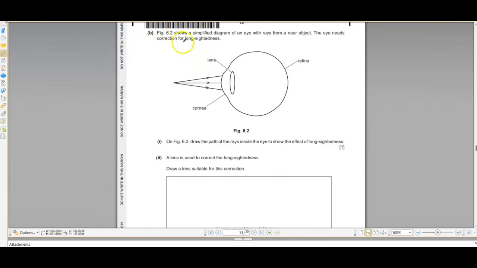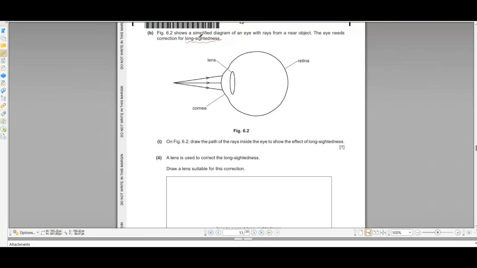Okay, moving on to the B part of this question. Figure 6.2 shows a simplified diagram of an eye with rays from a near object. The eye needs correction for long-sightedness. Okay, on figure 6.2, draw the path of the rays inside the eye to show the effect of long-sightedness. Okay. You should always know what long-sightedness is. A long-sighted person would be able to see objects at a distance, but he would not be able to see the closer objects. Okay? And this might be due to the eyeball being too short, or the lens cannot become strong enough.